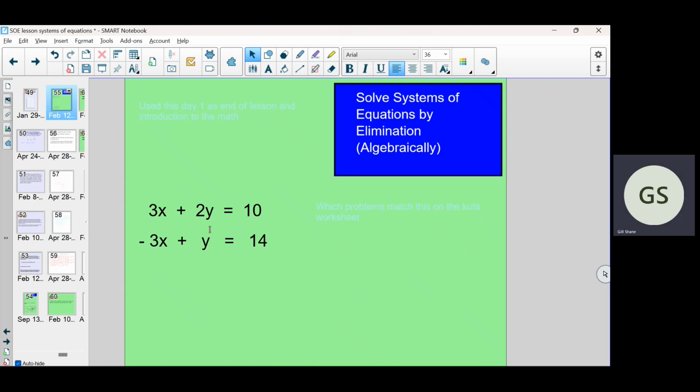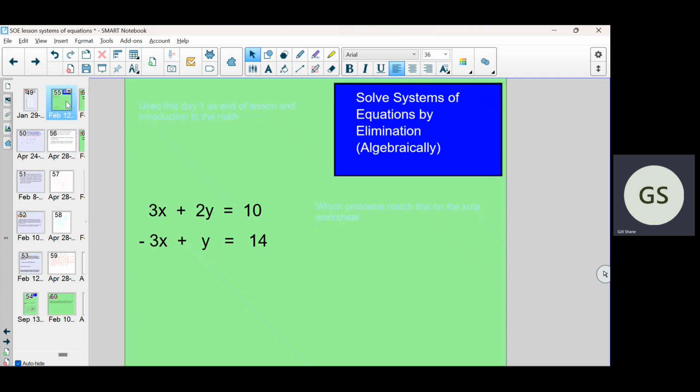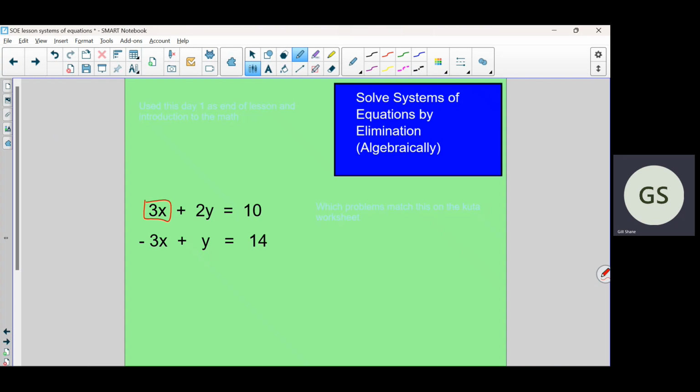So the lesson we did today was just to teach how we could get y all by itself, because a lot of people have gotten pretty good at graphing when y is all by itself. So I just showed you the steps for it. That's what this was. Now I'm going to go ahead and do an example using those steps. Won't take long. So the first step, it says we want to get rid of the x term.